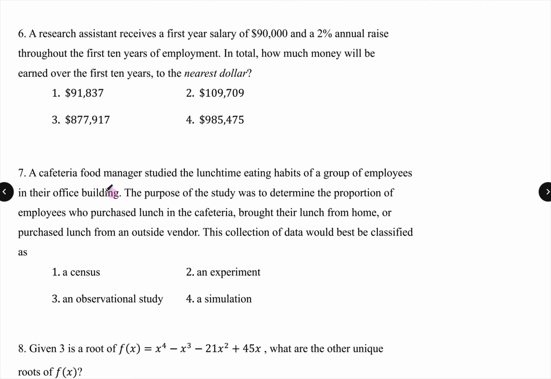So in this case, what did they do? I think the key word here is that the cafeteria food manager just studied. Did they do any sort of experiment or simulation, or did they ask anything? All they did was really study and watch. So in this case, it would be an observational study because they just observed. They did nothing else. Moving on.